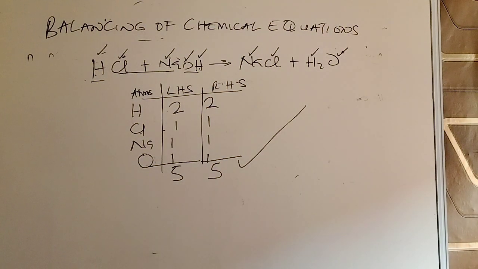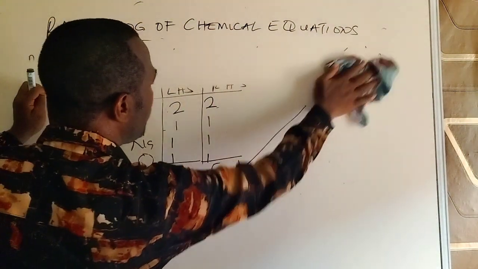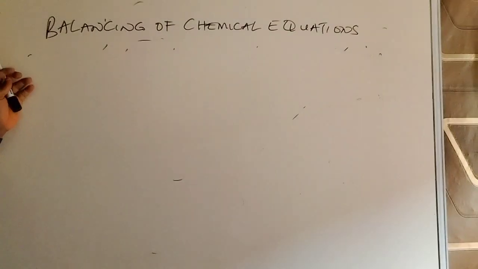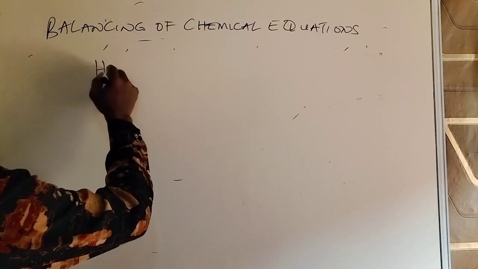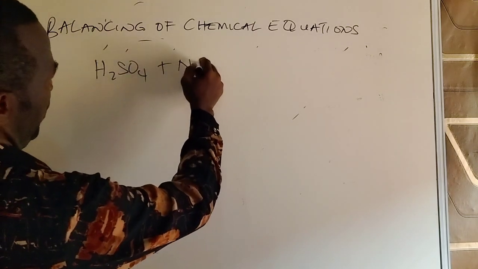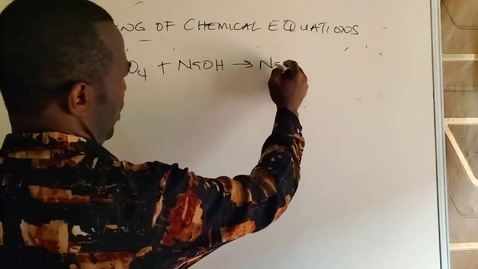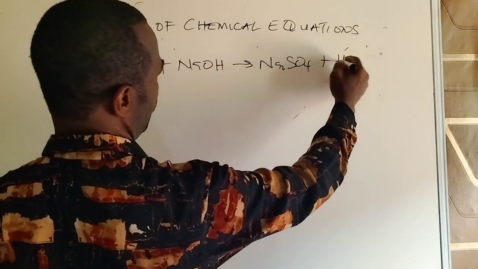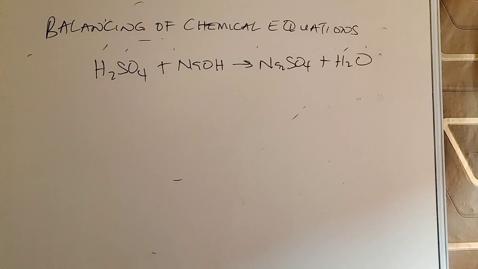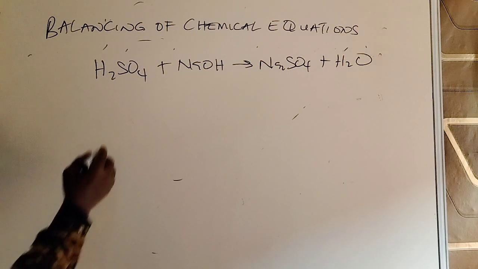Having done that, let us take another example. H2SO4 plus NaOH, giving us Na2SO4 plus H2O. So let us check whether this equation is balanced. And mind you, in chemistry, if an equation is not balanced, it is meaningless. It makes no sense. So you must make sure that you balance all chemical equations before proceeding to answer other questions. So let's go on.